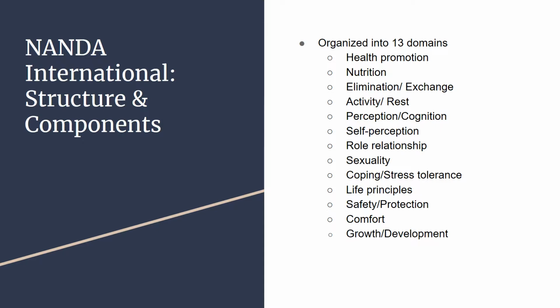Each domain consists of two or more classes. For example, classes listed in the self-perception domain include self-concept, self-esteem, and body image. Diagnoses are grouped into the classes. The code structure is for nursing diagnosis only. Codes are made up of 5 digits that carry no meaning. The organization of nursing diagnosis has progressed from alphabetical listing to a multi-axis taxonomy.